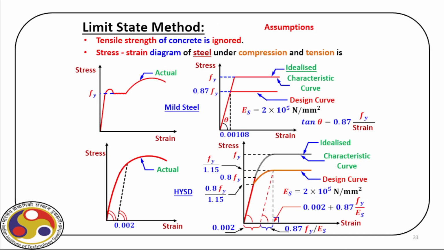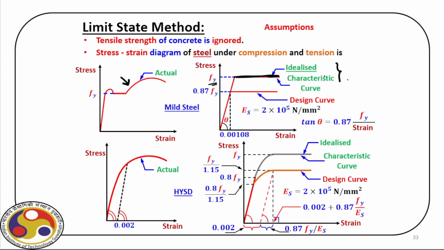Now, in case of steel, we have mild steel. For mild steel, again, this is the actual curve. That actual curve we idealize with the help of this curve. So what we have here, initially it is linear. Then after certain time, when we reach this Fy value, the curve is straight, as you can see.